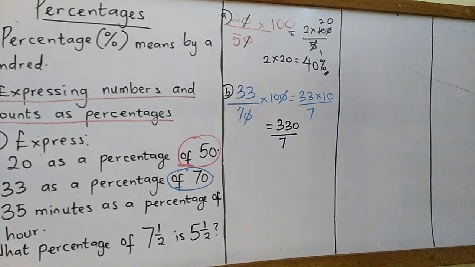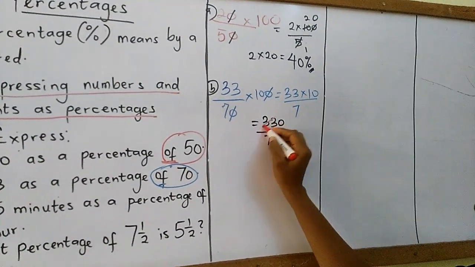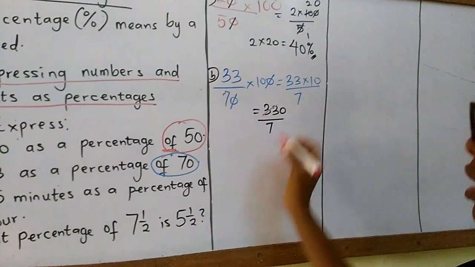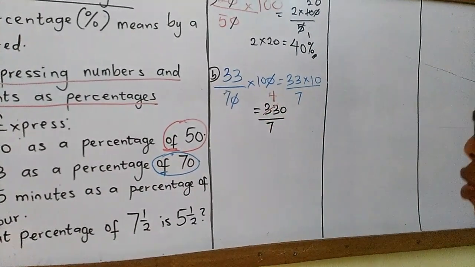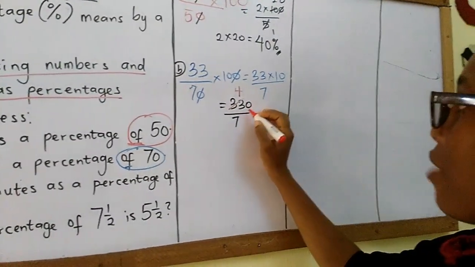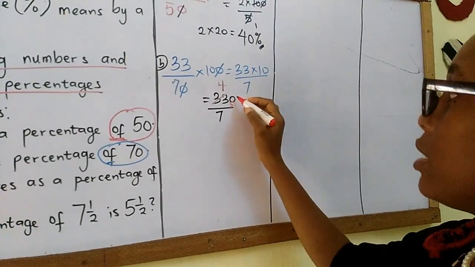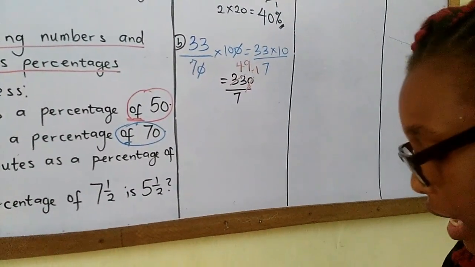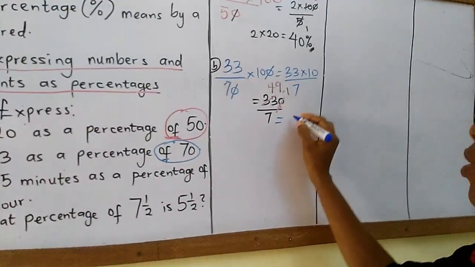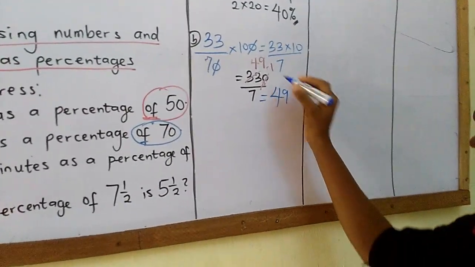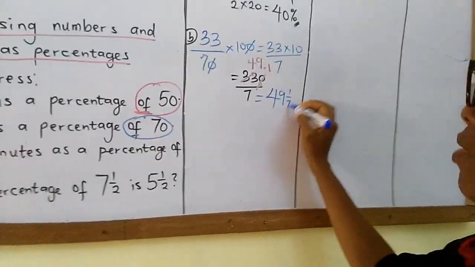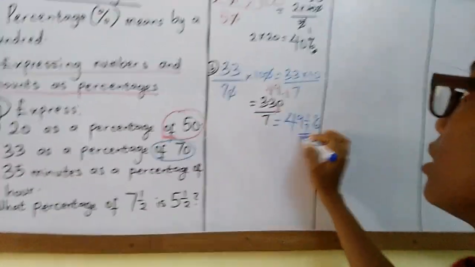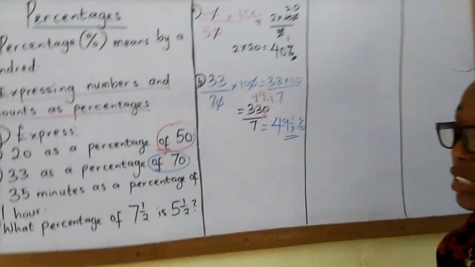So how many times can 7 go into 33? 7 times 4 is 28, so we have remaining 5 here. Now 7 in 50 is 9. Remaining 1. So our answer here is going to be 49 whole number, the 1 here, 1 over 7%. This is our answer: 49 whole number 1 over 7%.